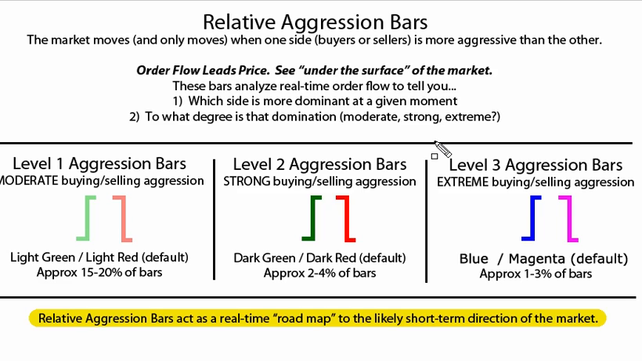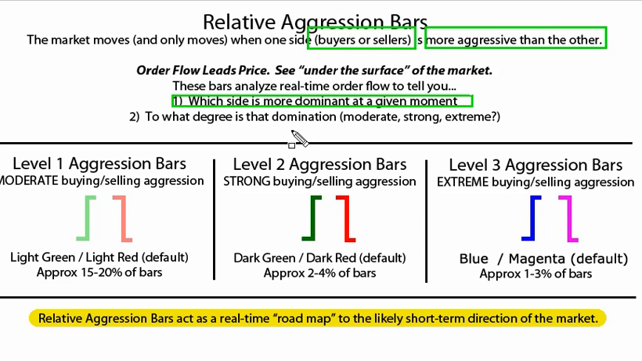To go into a little bit more detail here on relative aggression bars, what we're basically trying to look for is when one side, by one side I mean buyers or sellers, is more aggressive than the other. Because it's only when one side is more aggressive than the other that the market actually moves. So we're trying to look at the under the surface order flow data to determine, number one, which side is more dominant at a given time, and so we can see it visually at the blink of an eye. We don't just have to look at raw data. And number two, to what degree is that side, buyers or sellers, more dominant at a given time?